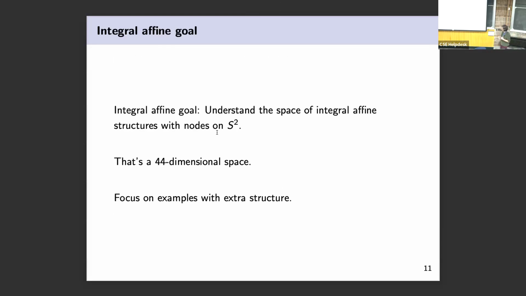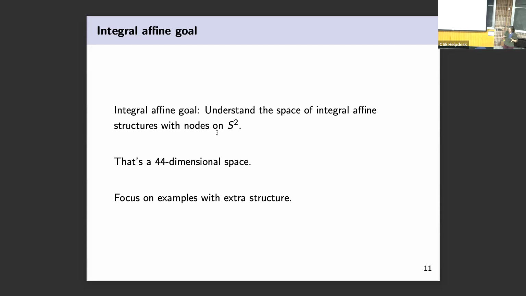So I'm going to forget about the 4-manifold upstairs and just look at this 2-manifold with its integral affine structure. And that's already significant, because there's a 44-dimensional space of integral affine structures on the complement of 24 points on S2. So I'm not studying that space. I'm not trying to compactify it. I'm not trying to do anything with it. I just want to know what these things look like, really.